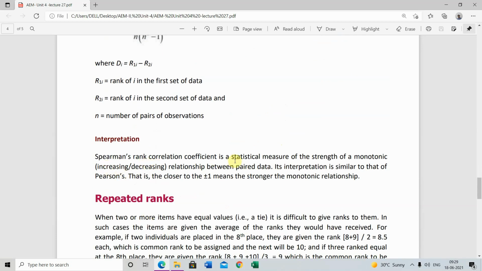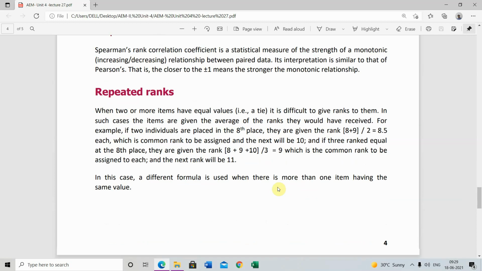Spearman rank correlation coefficient is a statistical measure of the strength of a monotonic increasing or decreasing relationship between paired data. Its interpretation is similar to that of Pearson. That is, the closer to plus or minus 1, the stronger the monotonic relationship.